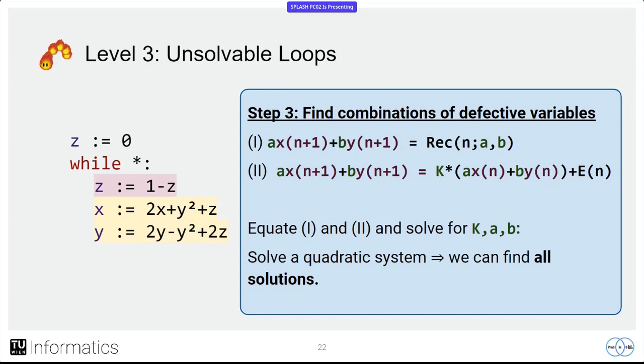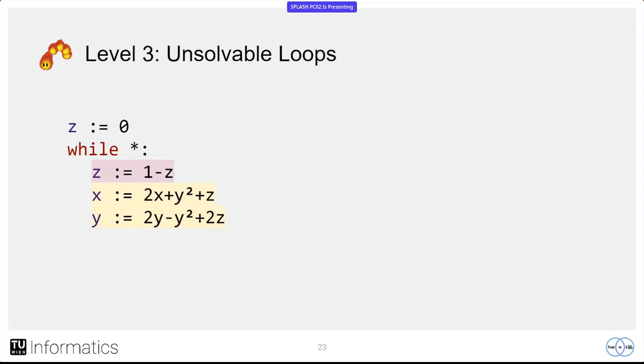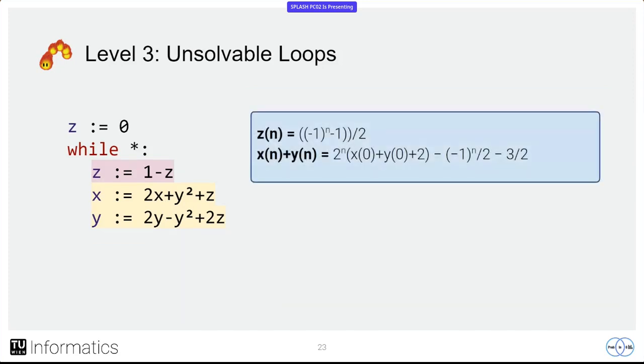If you do the math on this, it turns out that this leads to a quadratic system of equations over the coefficients. And this means we can find all solutions for these coefficients. Theoretically, you can find all solutions, and also practically by using a computer algebra system. For this example, if you follow this procedure, you get a closed form solution, but also you will recover what we just saw with our own eyes at the beginning, that x plus y is a combination of defective variables that behaves nicely.